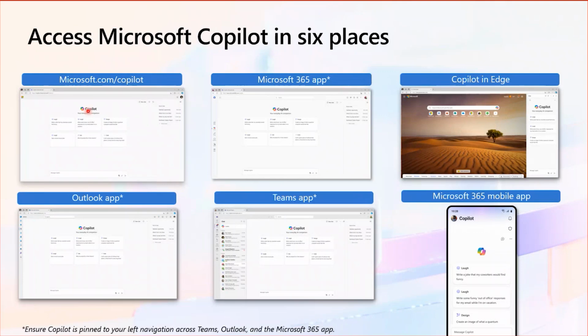So you can go to Microsoft.com/Copilot, or Copilot.microsoft.com. You can use Copilot in Edge. Apparently, there's an Outlook app also for Copilot, and I'd be interested in looking into it. The Teams app, obviously, if you're using Copilot for 365, you have all these different options there.